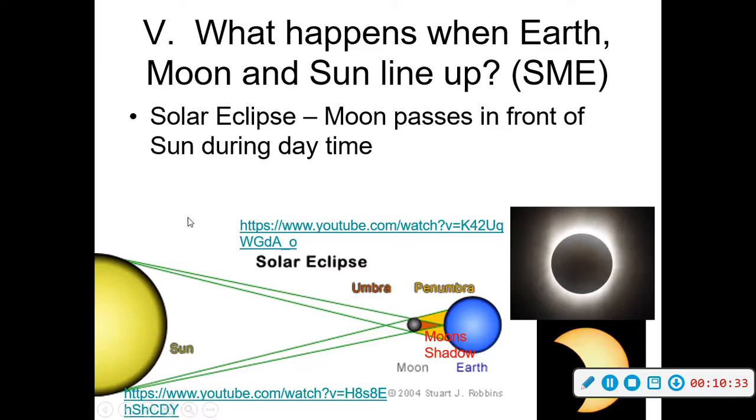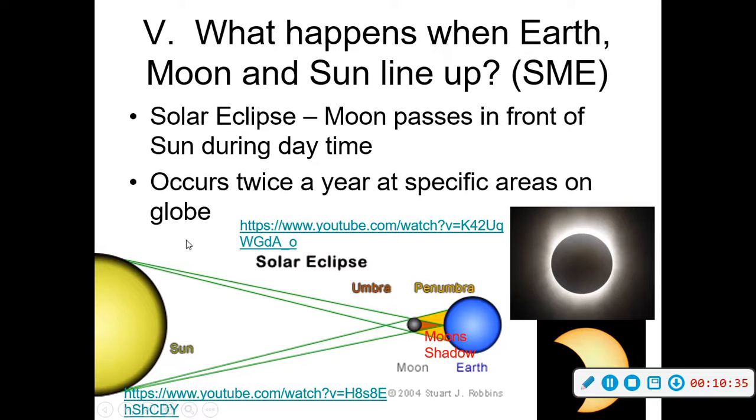All right, you're not supposed to look at these directly. You can actually blind yourself with the sunlight skimming off the moon's surface and concentrated highly on your eye. It can happen about twice a year, but it's really specific where you are on the globe. So this is a much rarer event to see. You might have to travel to go see one.